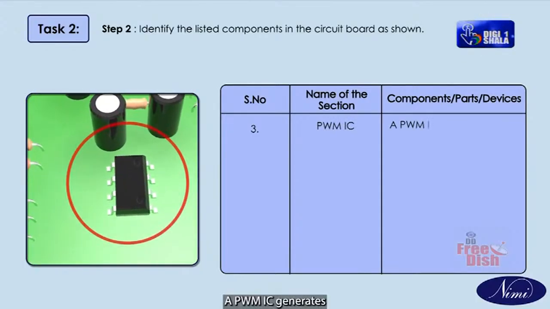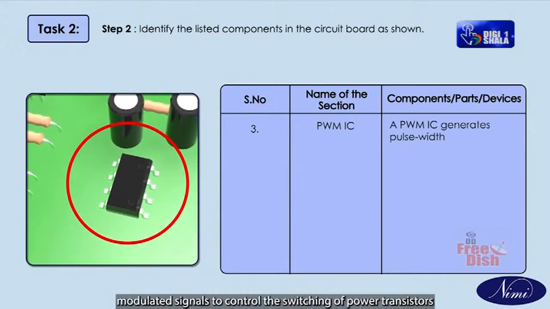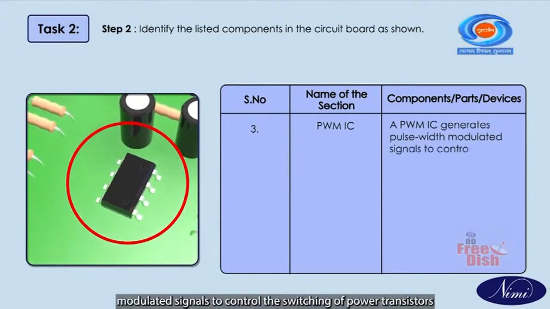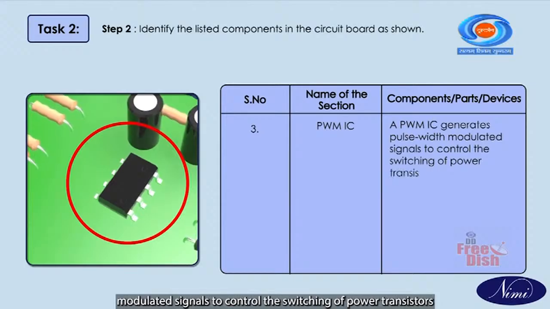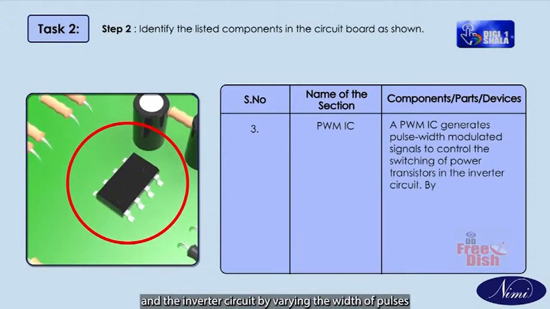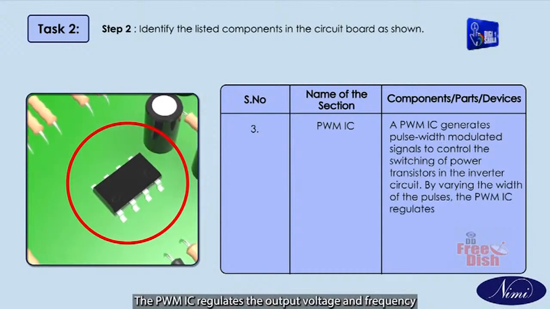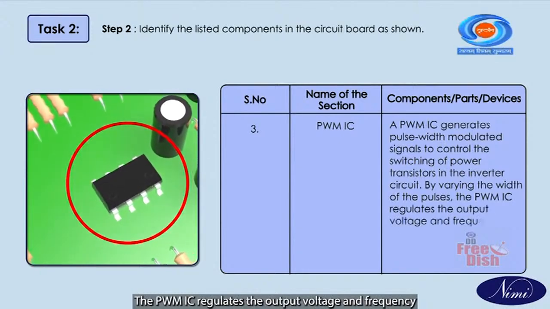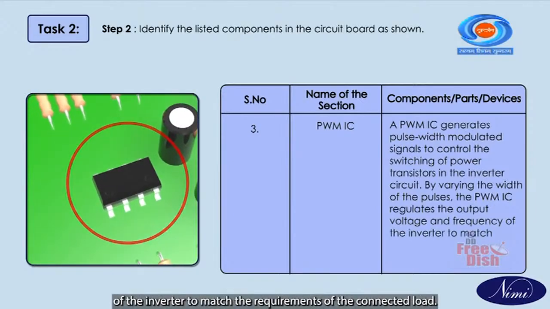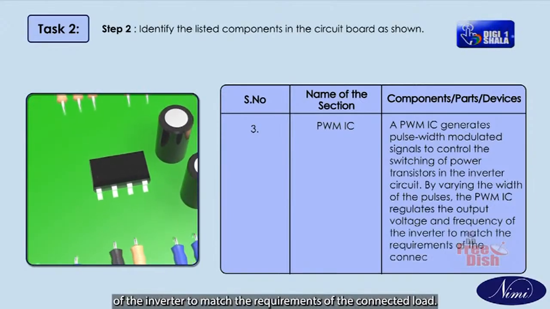A PWM IC generates pulse width modulated signals to control the switching of power transistors in the inverter circuit. By varying the width of the pulses, the PWM IC regulates the output voltage and frequency of the inverter to match the requirements of the connected load.